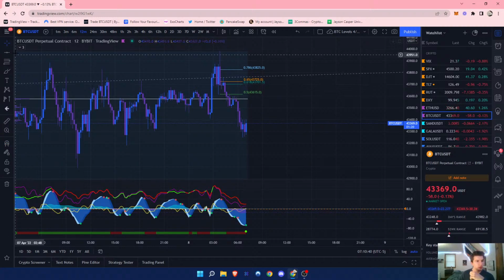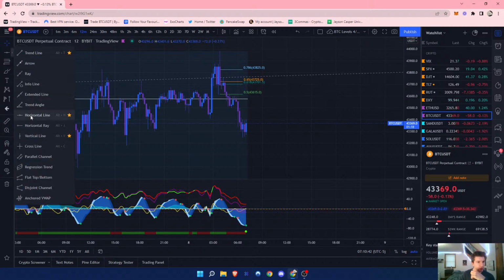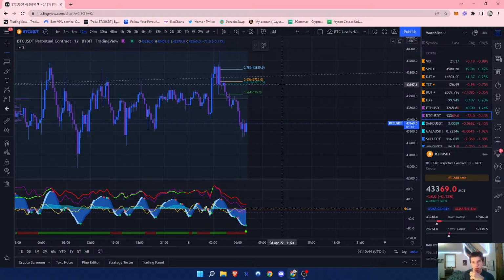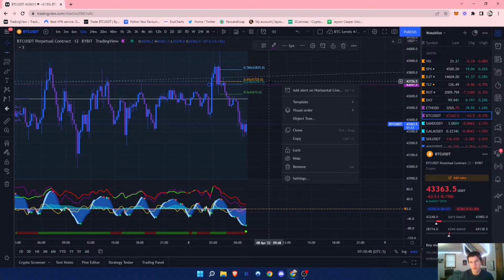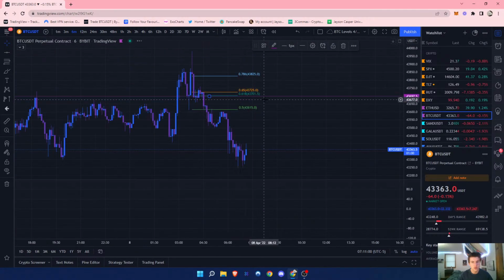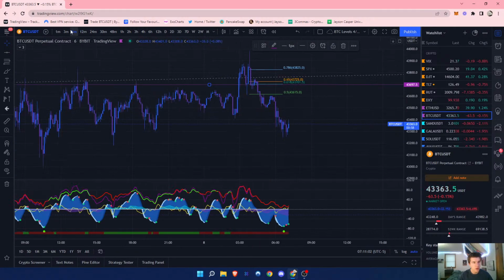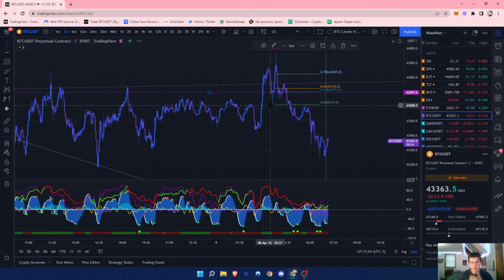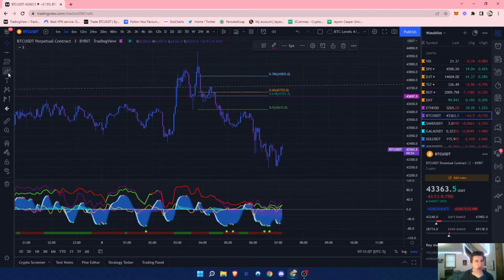Next thing I really like to do is create alerts so I can go about my day. So I'll make a horizontal line just above a local resistance. I'll right click on it, add alert on it. Then I'll just go down here and say I want to look for a short based on the 3-minute time frame.